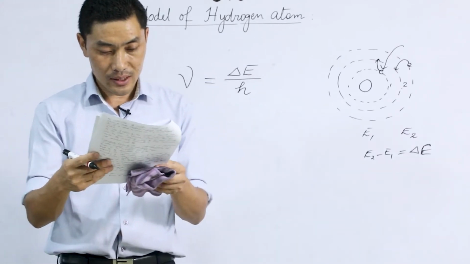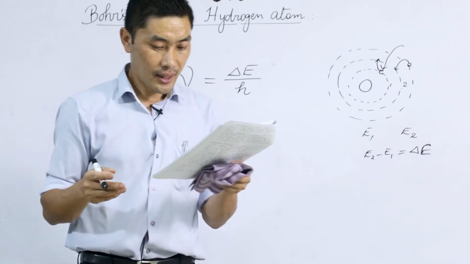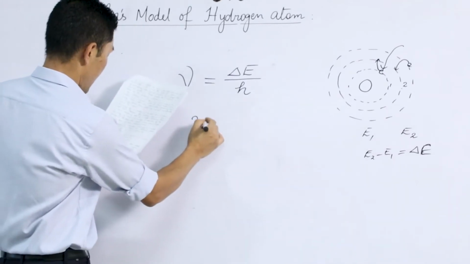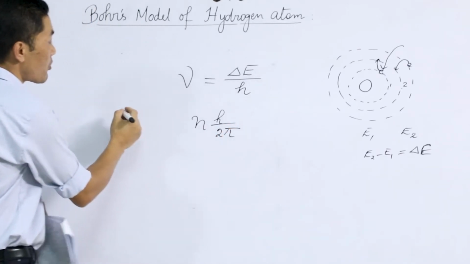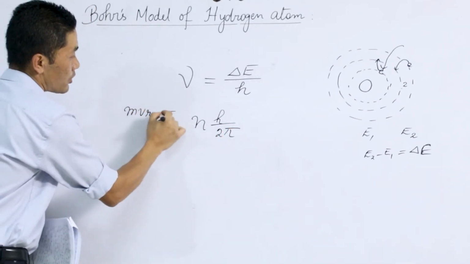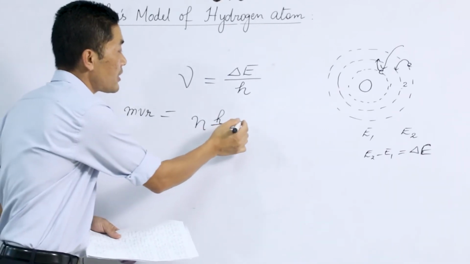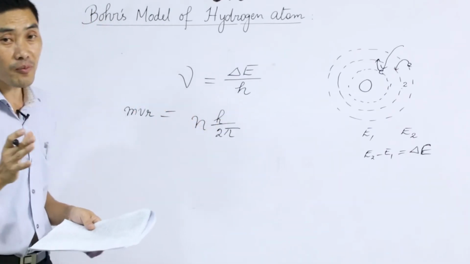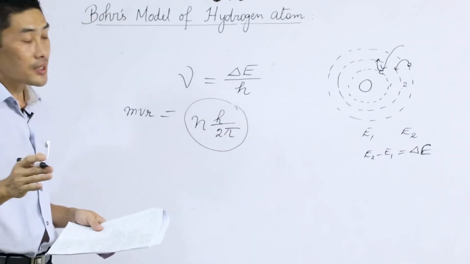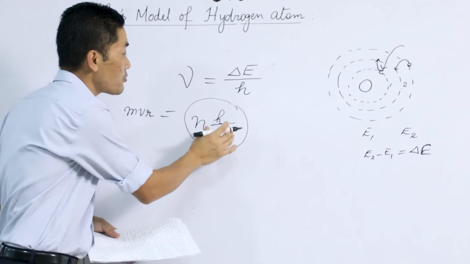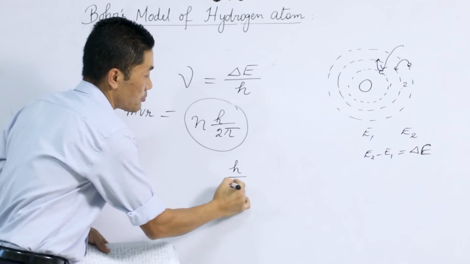The fourth postulate is that angular momentum of an electron is given by n h by 2 pi. The angular momentum mvr will be equal to nh by 2 pi. So, the angular momentum of an electron in any orbit will be given by this. That means the angular momentum of the electron will be in integral multiple of h by 2 pi.